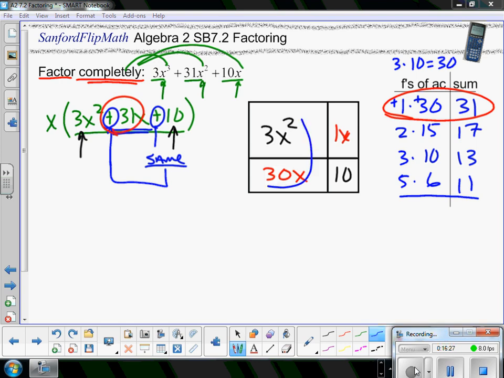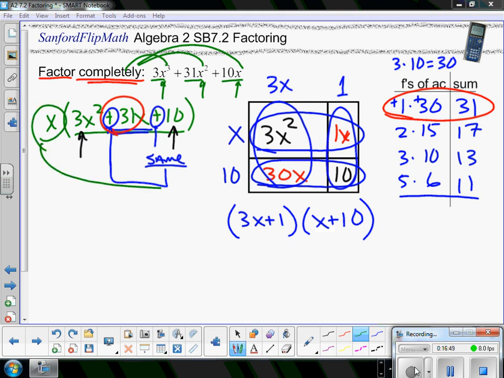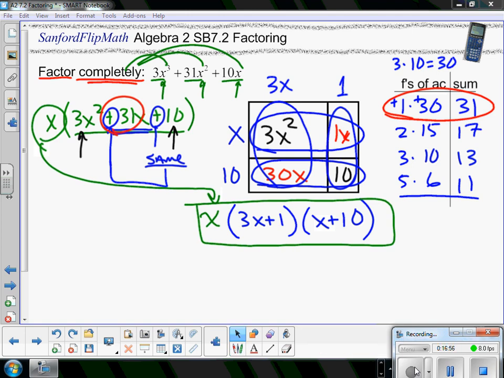So now look for the common factor here. So it looks like 3x goes into both of those. Here looks like just 1. Going horizontally, I see x and looks like 10. Okay, so this is going to be 3x plus 1 times x plus 10. Okay, and just a reminder that we had an x out in front. Got to bring that bad boy along. It was part of the process. And we're done.